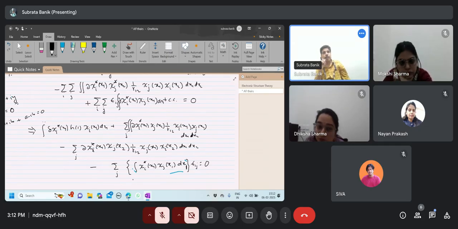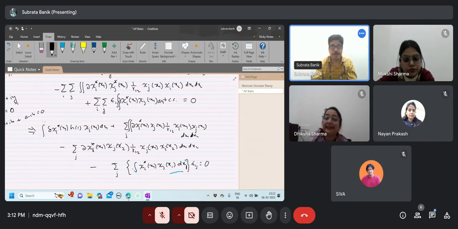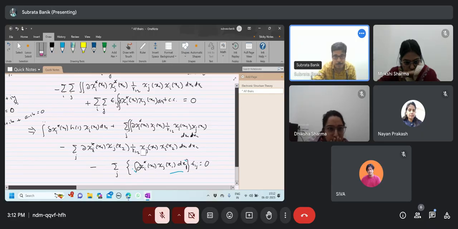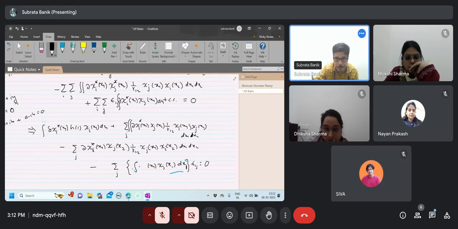Is it okay? No, I have a mistake here. What is the mistake? Can you find the mistake? The differentiation is not there. Differentiation must be here. Here it is differentiation. So this will be delta of chi I.